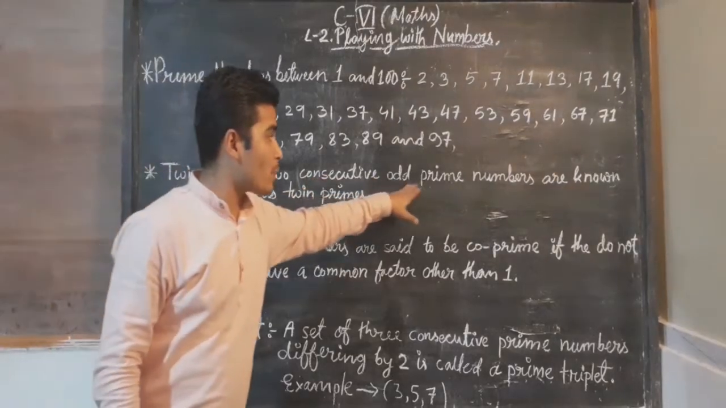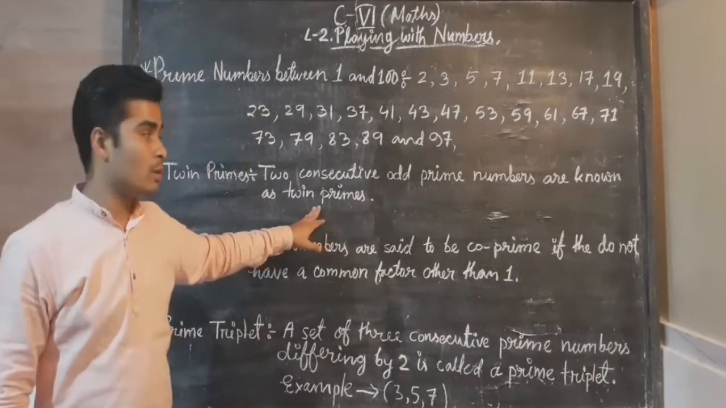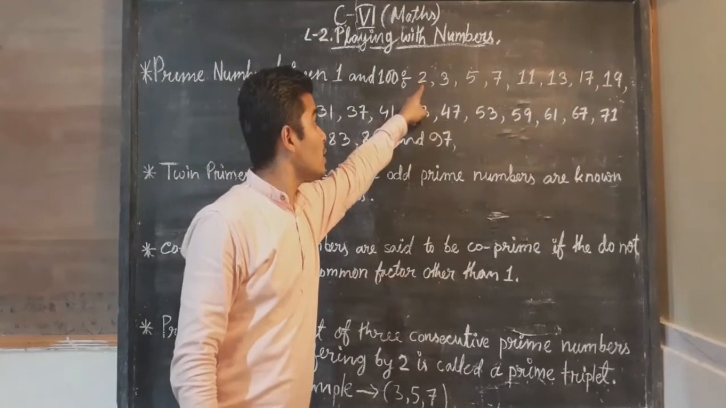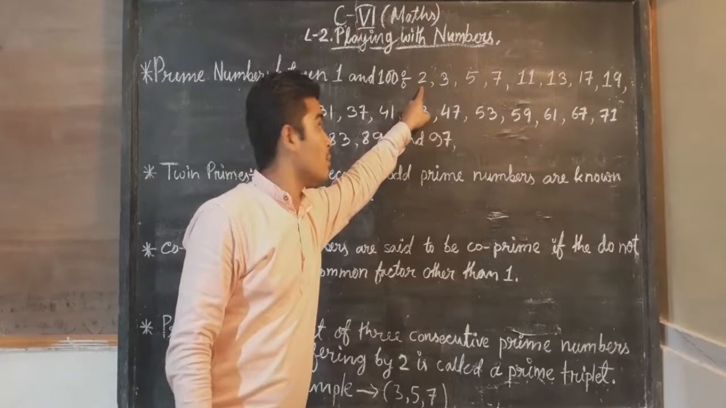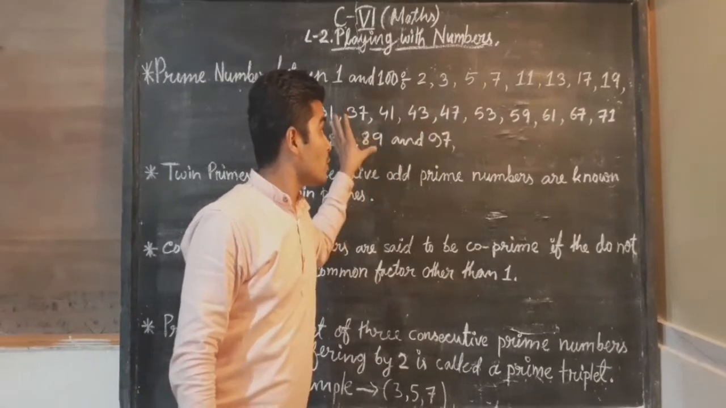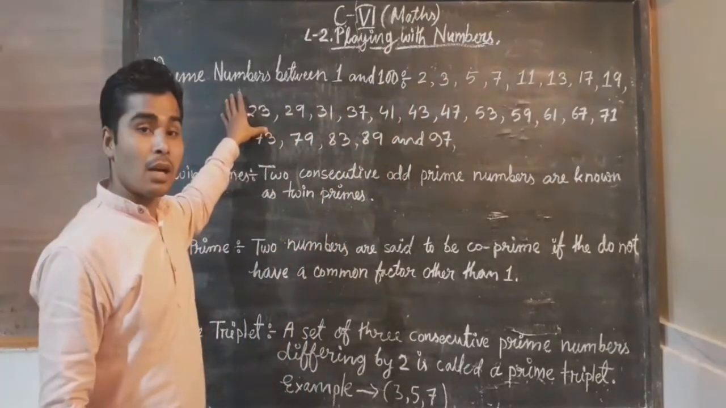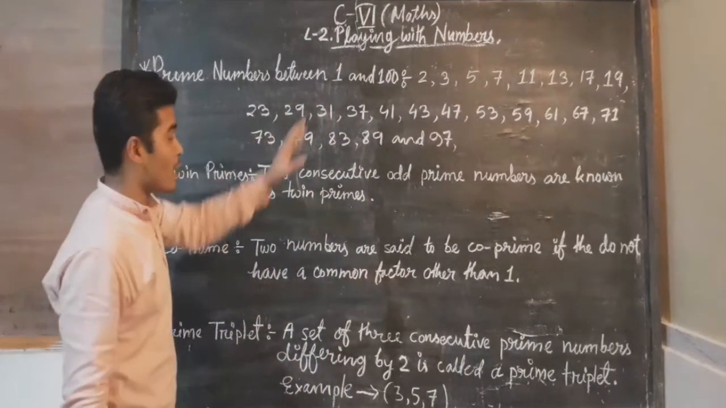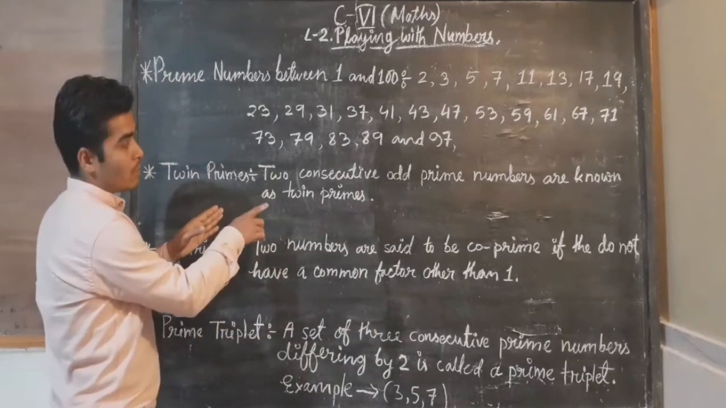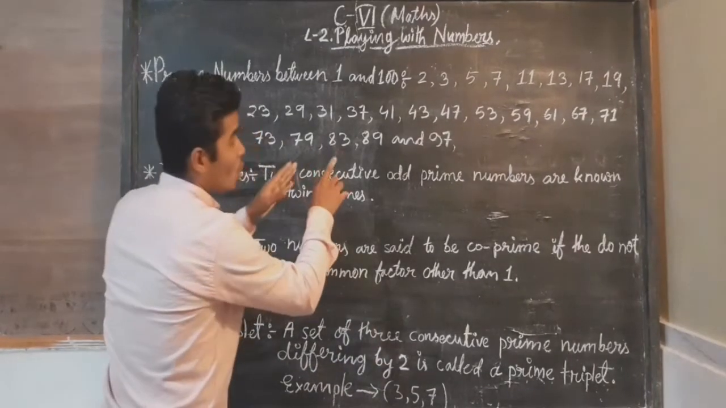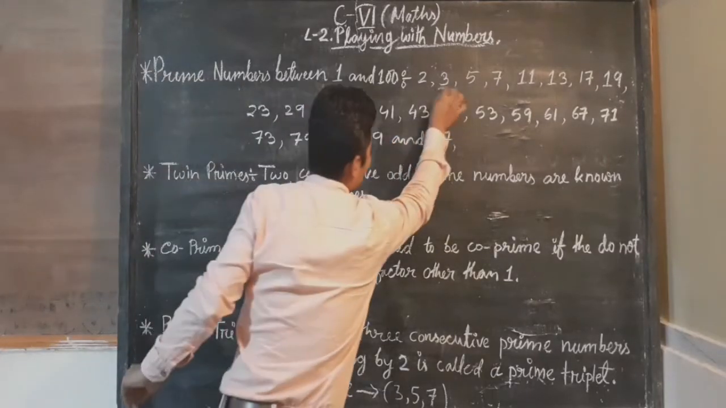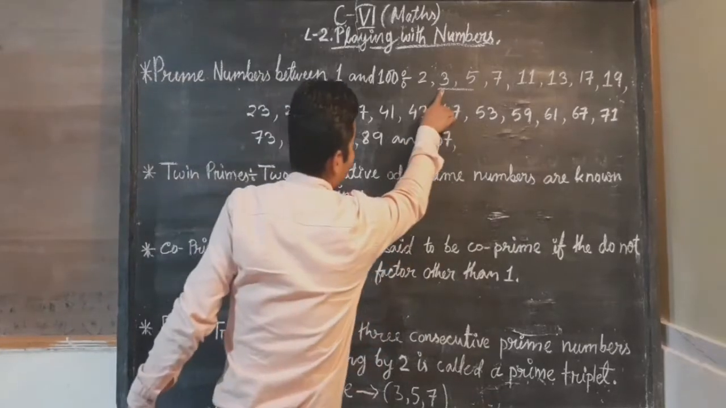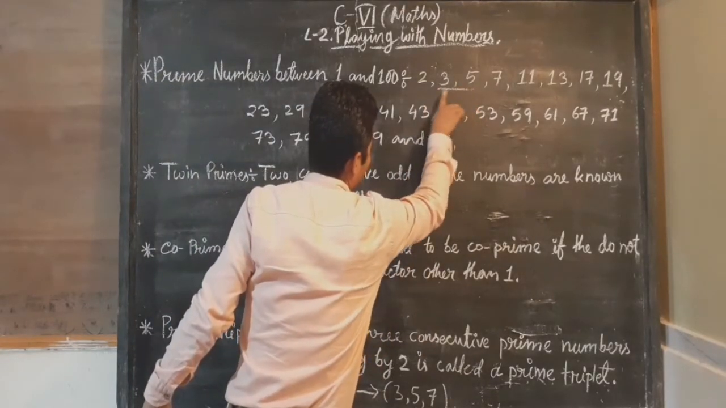Let us read the definition. 2 consecutive odd prime numbers are known as twin primes. You can see all the prime numbers between 1 and 100. There is only one even prime number, 2. Except 2, all the other prime numbers are odd. So we will not include the even prime number in twin primes. Consecutive means one after the next number. You can see after 3 we get 5. So these 2 are consecutive prime numbers.